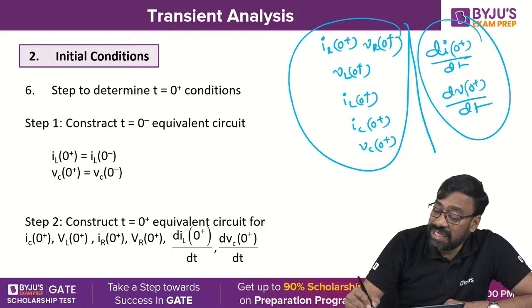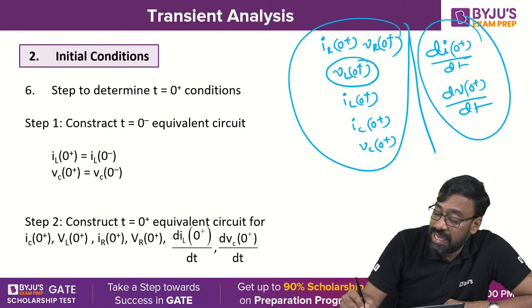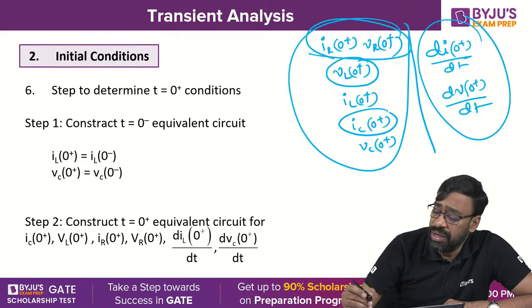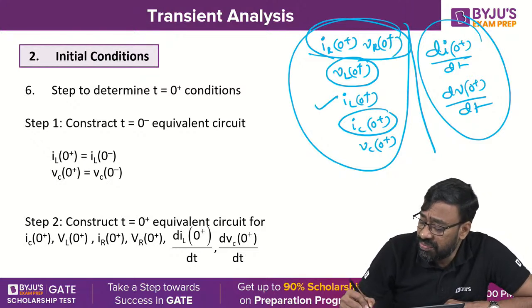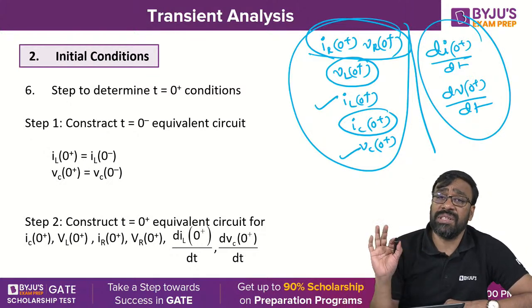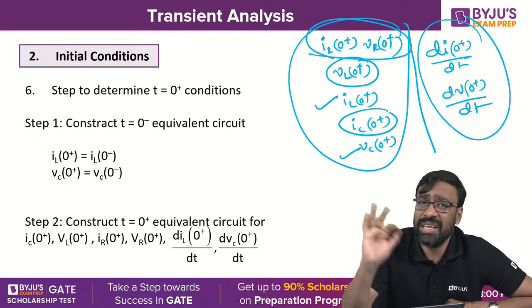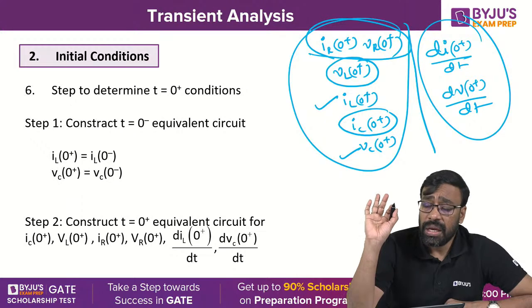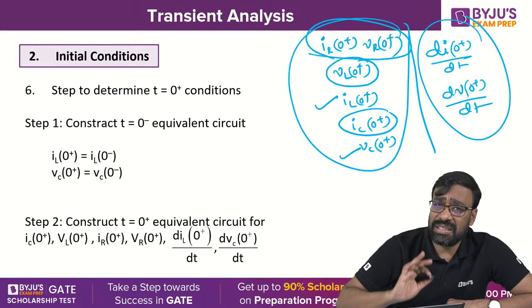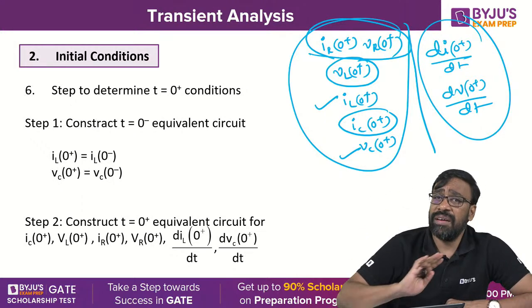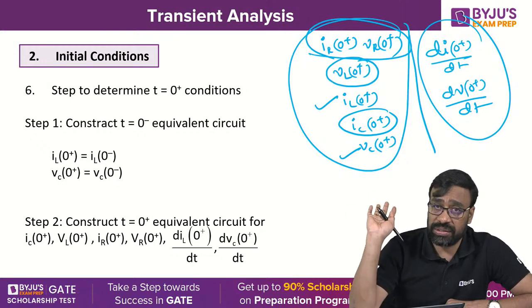And you will also most probably be asked questions on VL of 0 plus, IC of 0 plus, IR of 0 plus, VR of 0 plus. Very simple 1 mark questions will be asked on IL of 0 plus and VC of 0 plus, because IL of 0 plus and VC of 0 plus are very easy to find. So all these things, how we find, let us understand. These two steps are enough to understand how to find those quantities.